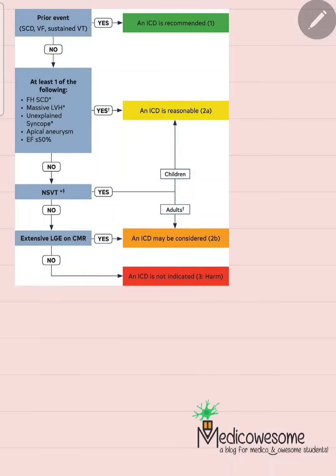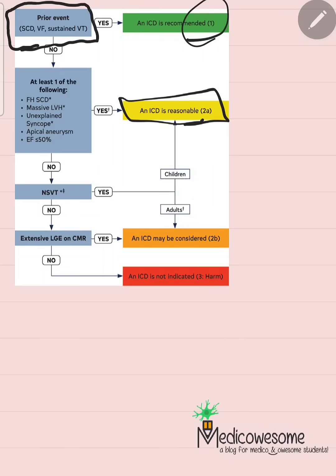Everyone, in this video we'll try to remember the indications of ICD in HCM patients, and it's based on this chart that I have from the ACC AHA guidelines. So if there is a prior event of SCD, VF, ventricular fibrillation or ventricular tachycardia, there is a class 1 indication for ICD, and I think that's easy to remember. I think what is hard to remember is these two-way indications of ICD.